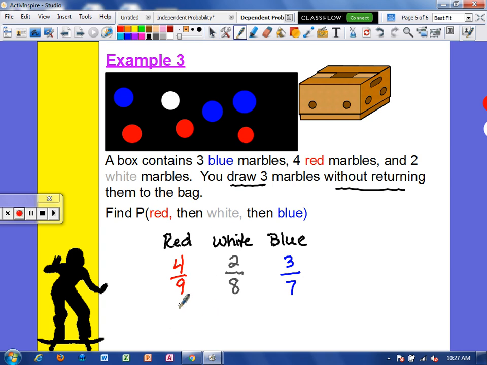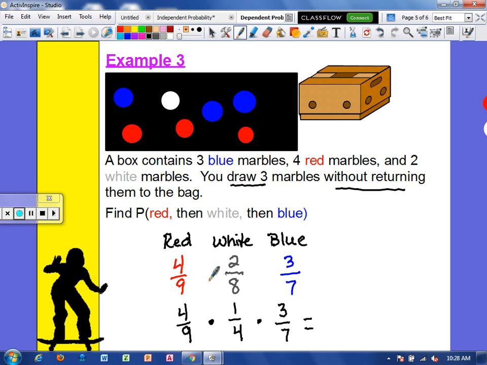So I'm going to reduce. 4 over 9 cannot be reduced. 2 over 8 can be reduced to 1/4. And 3 over 7 cannot be reduced. You do not have to reduce before you multiply. That's just something I prefer to do. So you can just go ahead and multiply it as is. You'll just have more to reduce in the end.